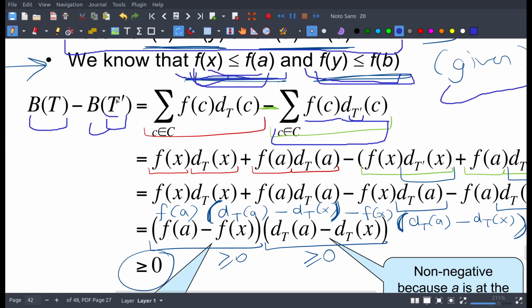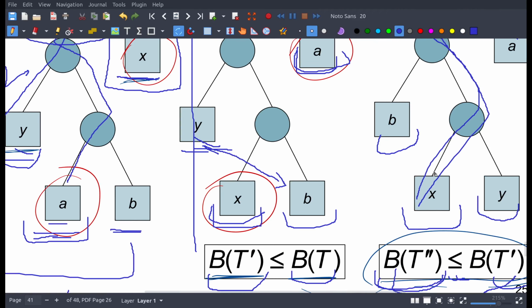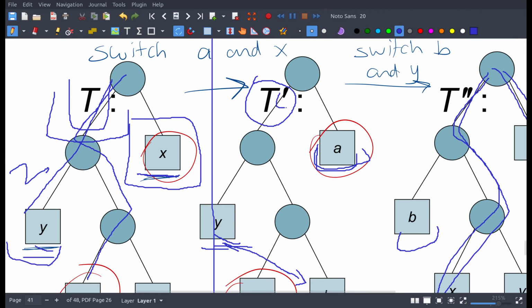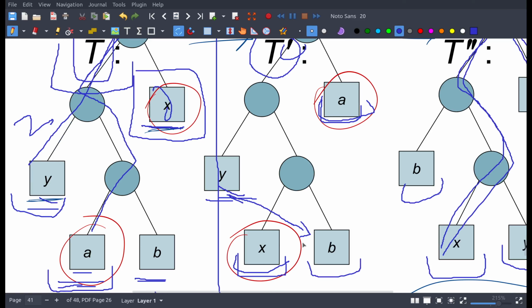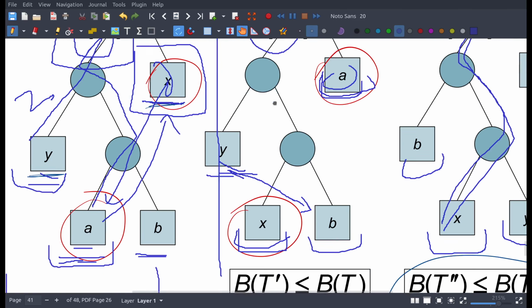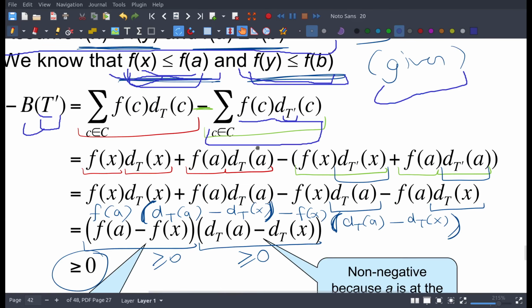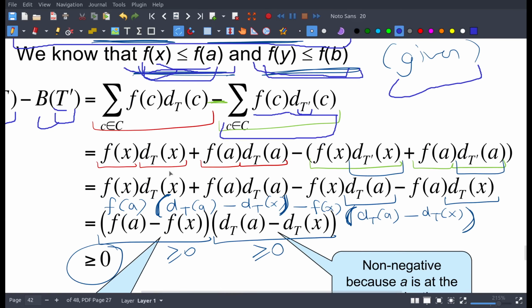So as you can see, we are only considering t dash, we're not considering t dash dash, in which y and b also moved. But here in this t dash, only x and a moved. So x came here and a came here. It's only x and a that moved. So we are only considering the frequencies and the distances of x and a, right?